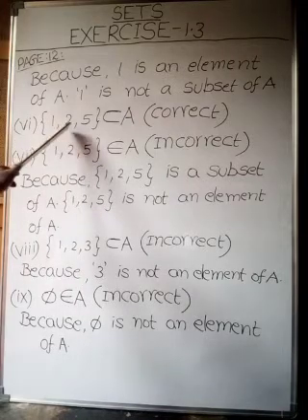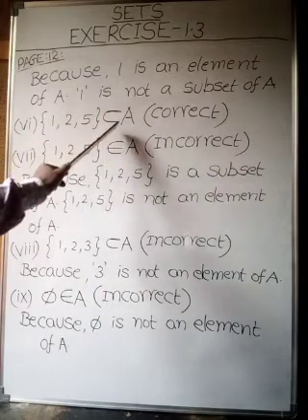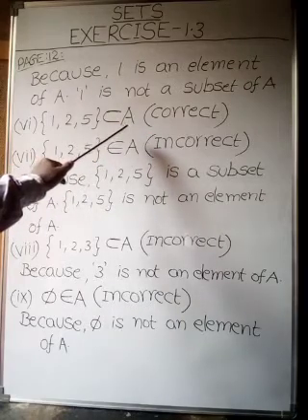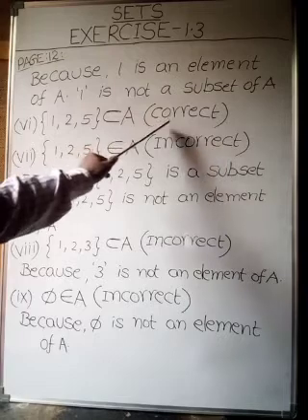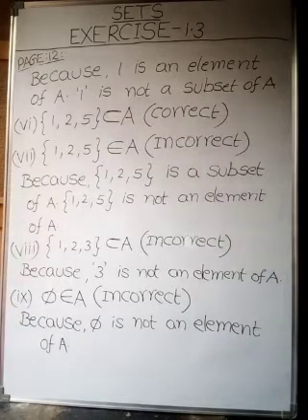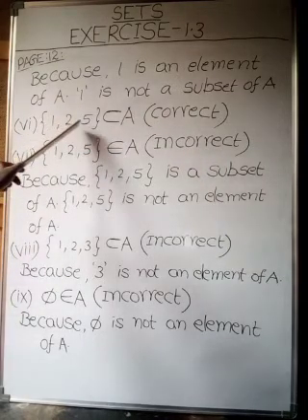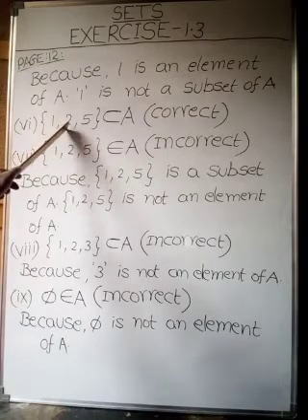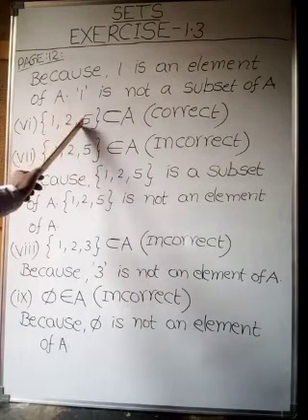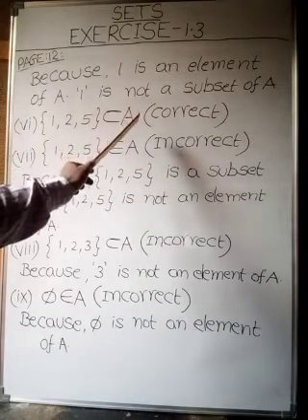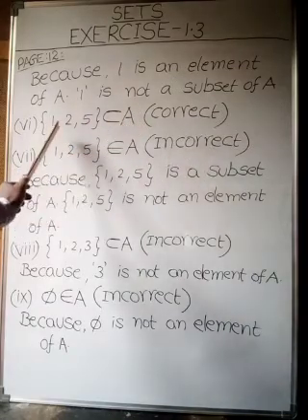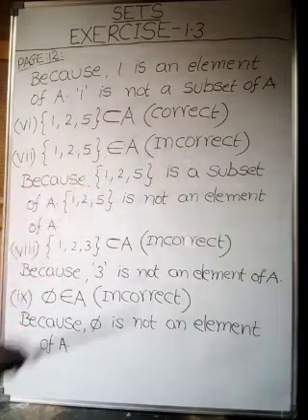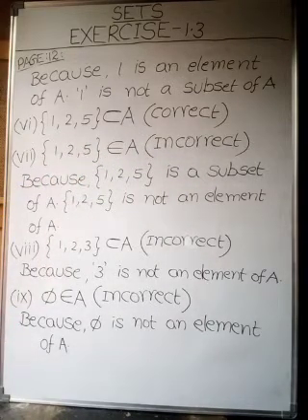Right. Now come to the next statement. Set {1, 2, 5} is a subset of A. Is this statement a true statement or false statement? Yes, it is a correct statement because every element in the set, what are the elements in the set? 1, 2, 5. All these elements are also the elements of set A. So this set is said to be a subset of A. Is it clear, my dear children?